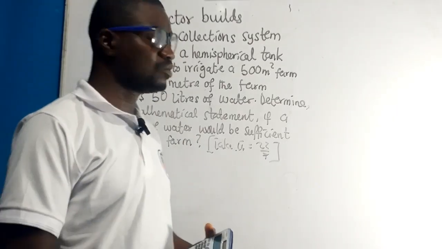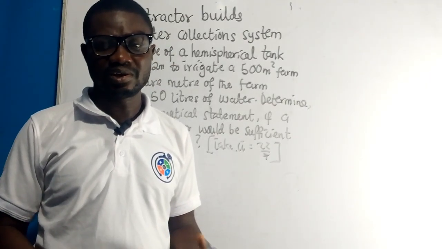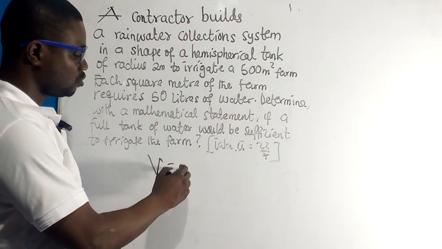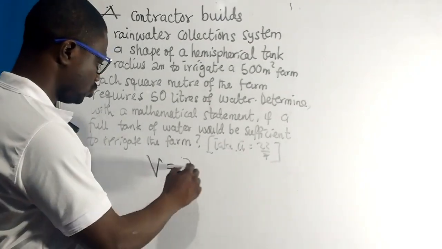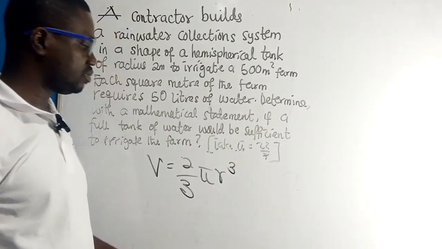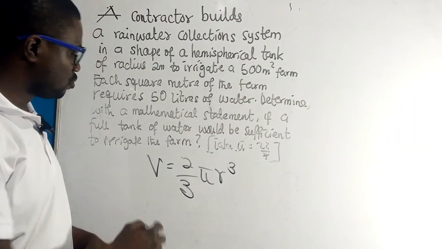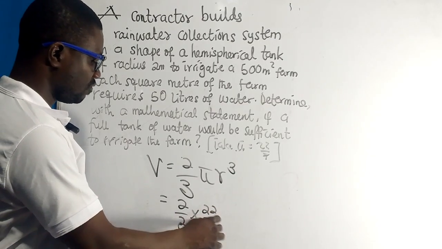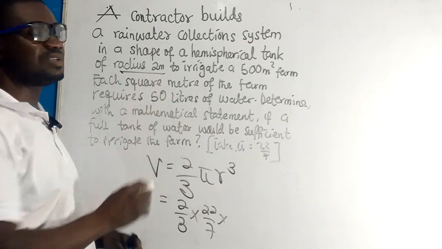Now, I hope you know the volume of a hemisphere. If you don't know the volume of a hemisphere, then I have to give you the volume. So the volume of a hemisphere, V, is equal to 2/3 pi r cubed. Now in this case, the question also gave us pi. So let's write our pi, 2/3 times 22/7 times the radius in the question. The radius is 2 meters.